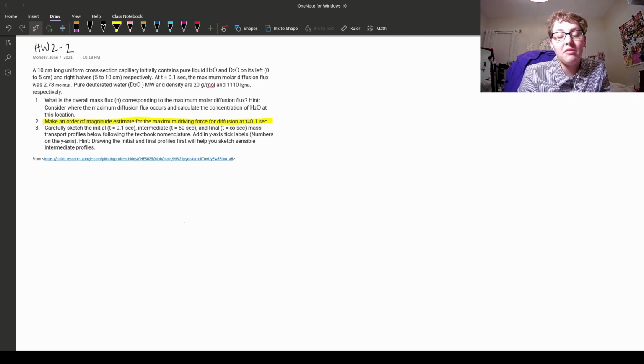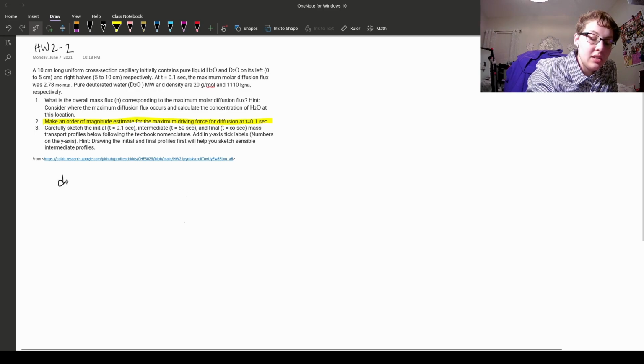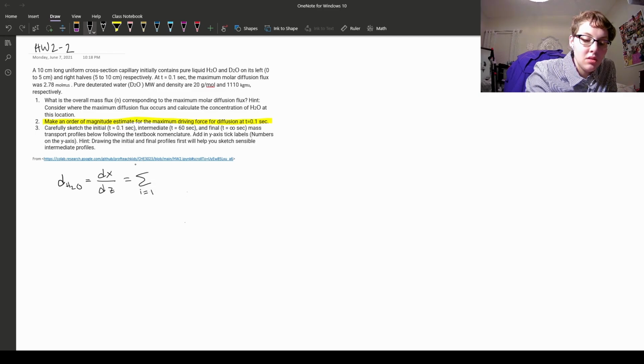So problem 2 asks us to make an order of magnitude estimate for the maximum driving force for diffusion at 0.1 seconds, which is the time at which we have the maximum molar diffusive flux. So first of all, let's go ahead and go over the definition of the driving force. The driving force is equal to the change in the mole fraction by the change in position. We use the z-axis, and that is equal to the summation of the mole fraction times the molar diffusive flux of the other component minus the mole fraction of the other component times the molar diffusive flux of the first component divided by the total mole concentration times the Maxwell-Stefan diffusivity.